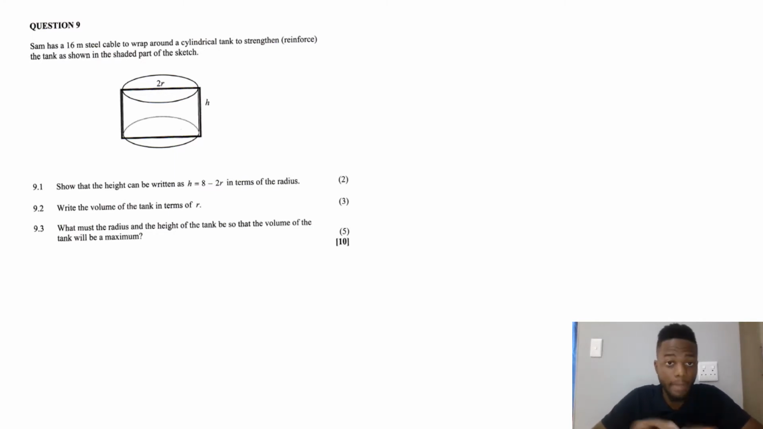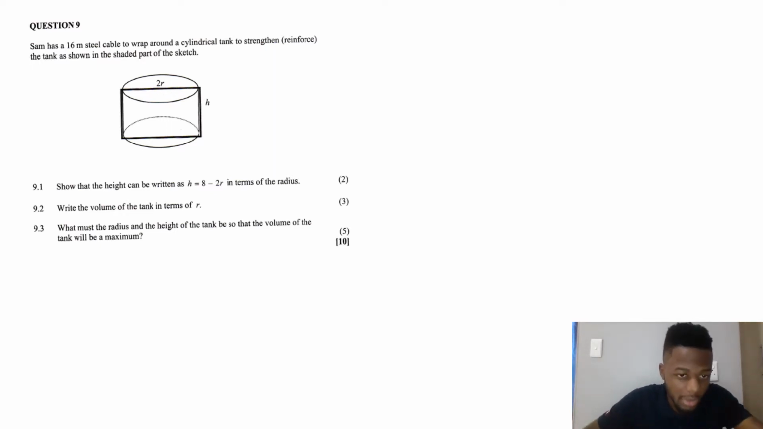So in today's video, I will be assisting you guys with optimization and rate of change. So here's our question. We are given that Sam has a 16-meter steel cable to wrap around the cylindrical tank to strengthen and reinforce. The tank is shown as the shaded part. Okay, let's go through the questions.